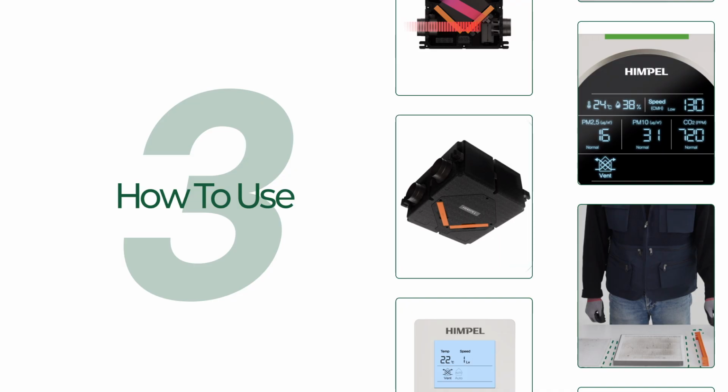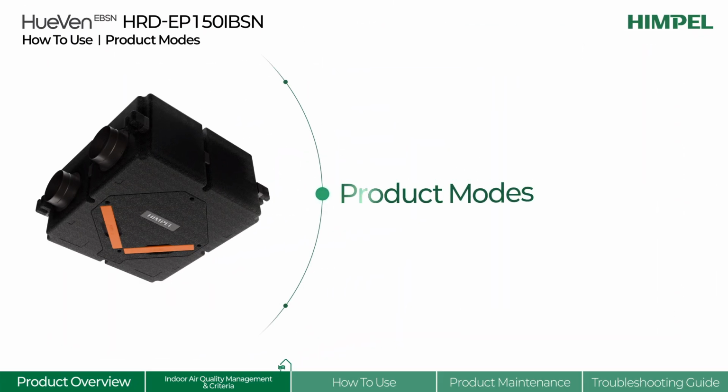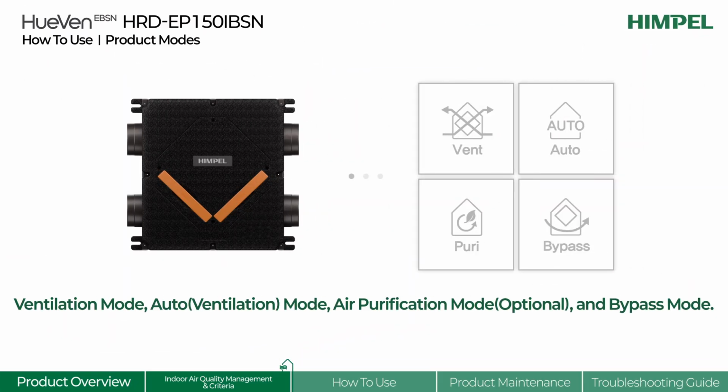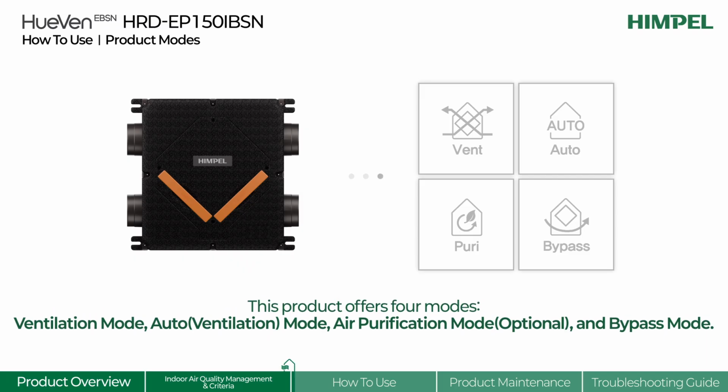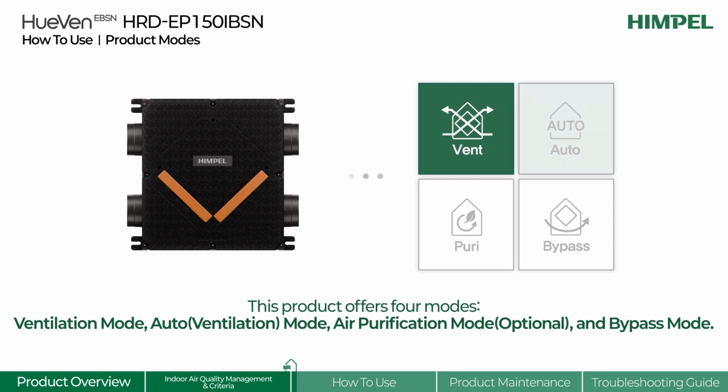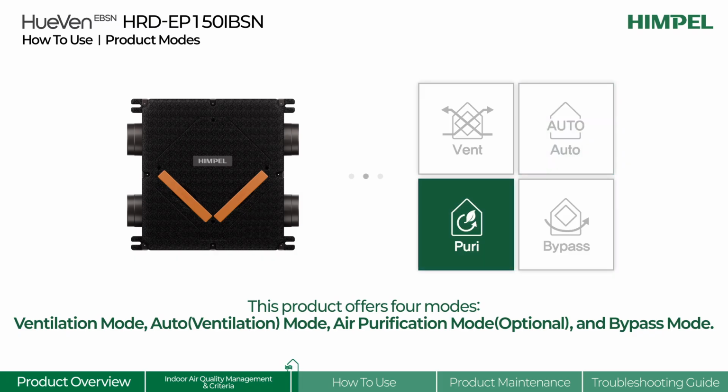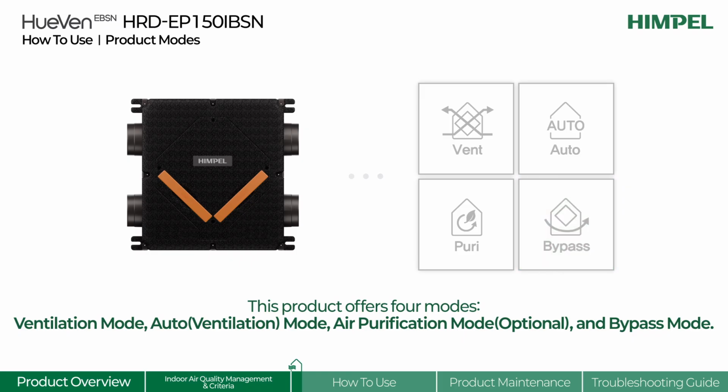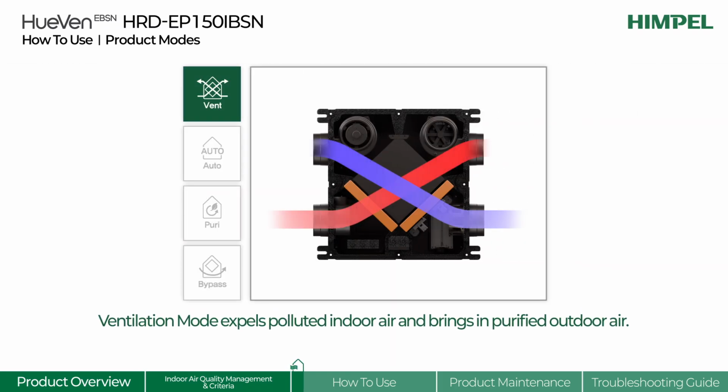How to use. Product modes. Please check the product's 4 operation modes: ventilation mode, auto mode, air purification mode, and bypass mode. Ventilation mode expels polluted indoor air and brings in purified air from outside.